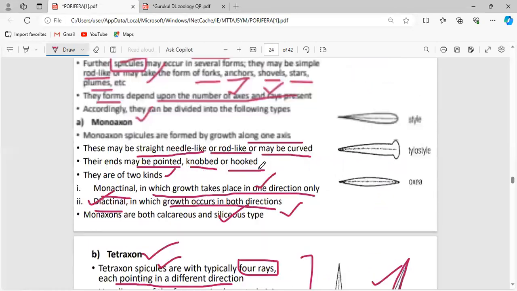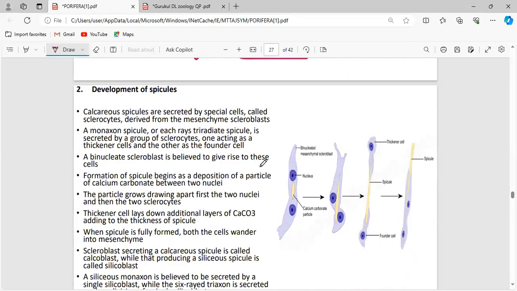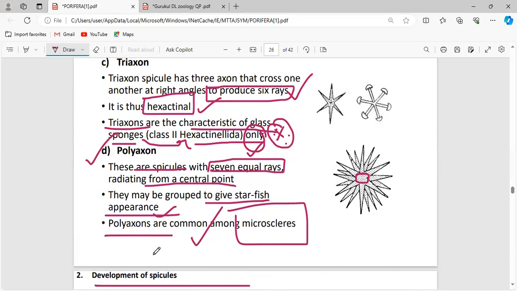Above all these, these are the types of spicules, but now we are going to see the development of the spicules. How the spicules arise, and name the cells from which the spicules are produced. What is the cell which gives rise to the spicules? Name the cells.